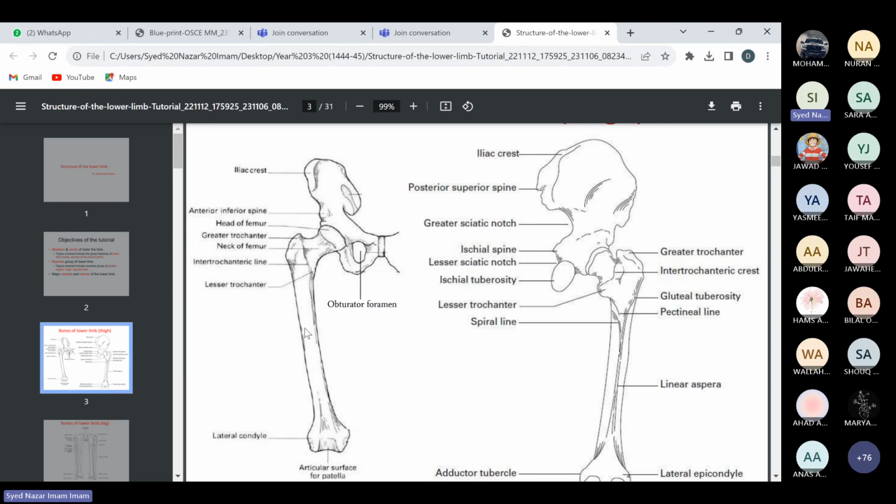Then we have the posterior compartment. Now let's go to the hip bone again. So this is the medial part of the hip bone, the pubis. Then the posterior part of the hip bone, we have two parts.